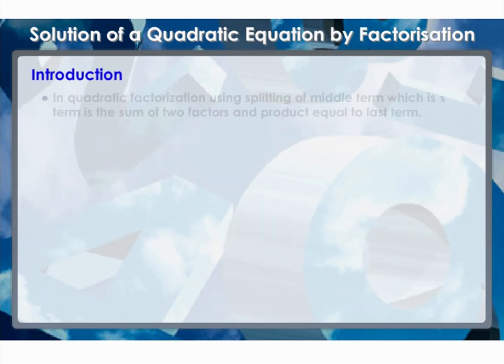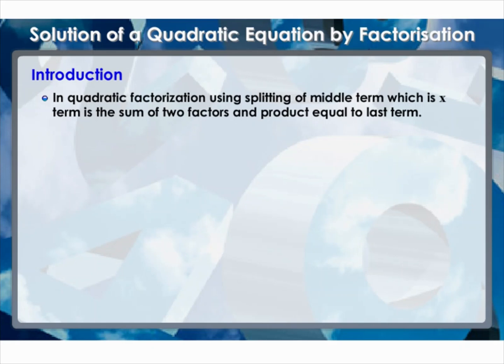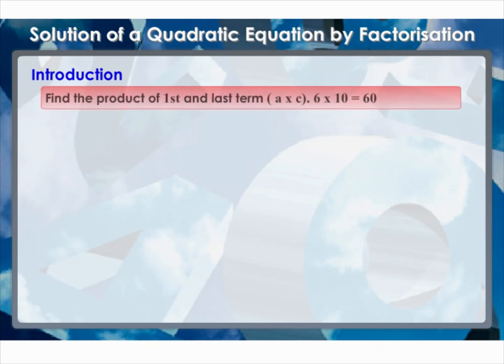We've already learned how to factorize a quadratic polynomial by splitting the term. Now we will extend this to quadratic equations. In quadratic factorization, using splitting of the middle term, which is the x term, is the sum of the two factors and product equal to the last term. To factor the form ax squared plus bx plus c, factor 6x squared plus 19x plus 10. 1. Find the product of the first and the last term, a into c. 6 into 10, that's equal to 60.